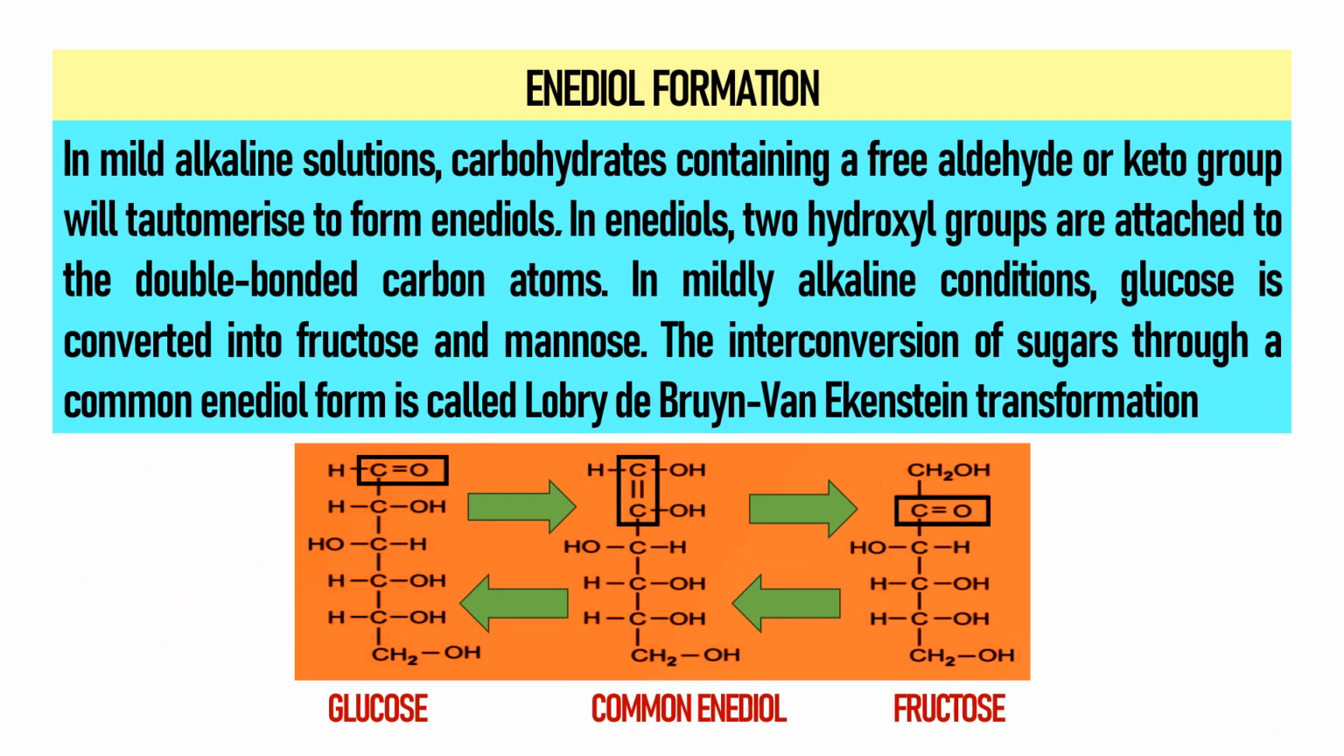In mild alkaline solutions, carbohydrates containing a free aldehyde or keto group will tautomerize to form enediols. In enediols, two hydroxyl groups are attached to the double-bonded carbon atoms. In mildly alkaline conditions, glucose is converted into fructose and mannose. The interconversion of sugars through a common enediol form is called the Lobry de Bruyn-van Ekenstein transformation.